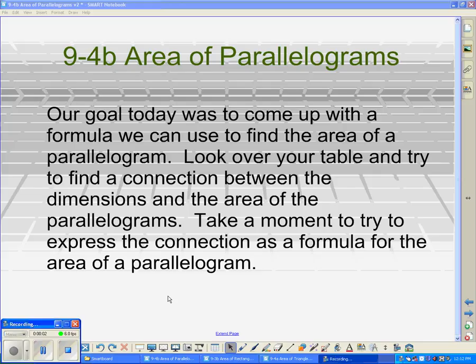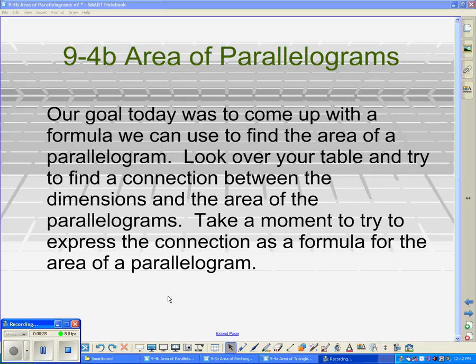Okay, at this point, we've completed the table with the information, the dimensions and area for all of the example parallelograms. We've taken the time to look over those values and try and establish a connection between the dimensions of the parallelogram and the area of the parallelogram. And at this point, we should also have submitted what we believe will be a formula that will work for finding the area of a parallelogram.